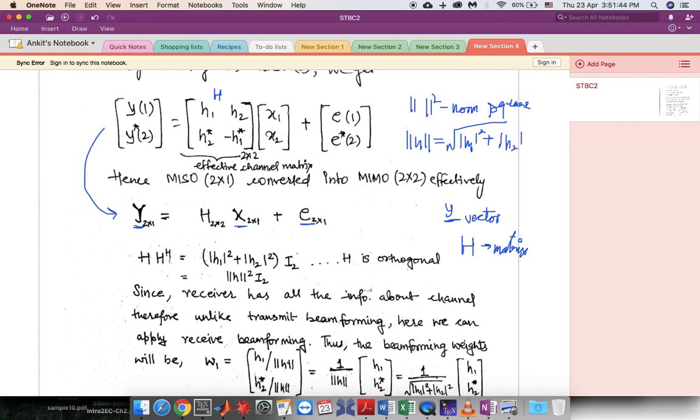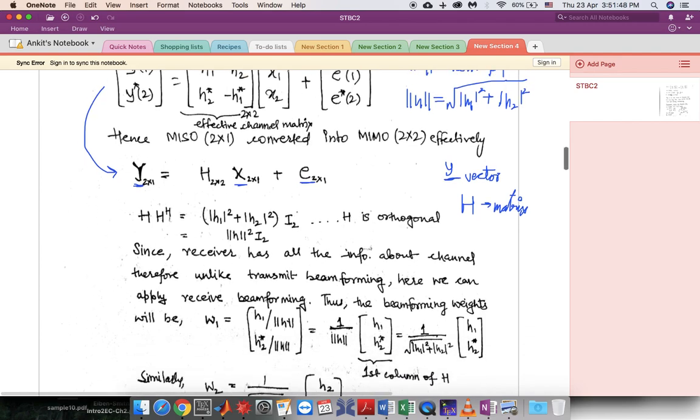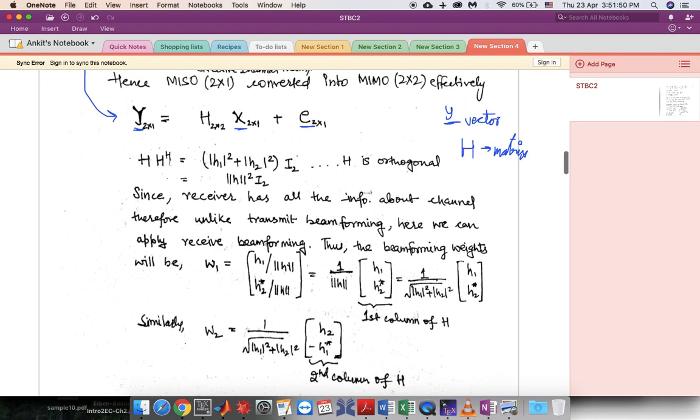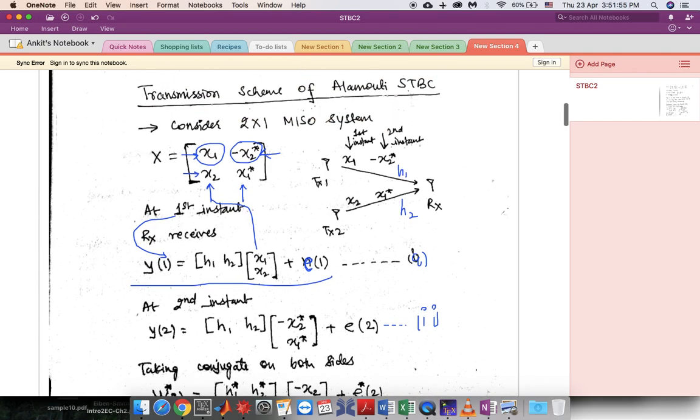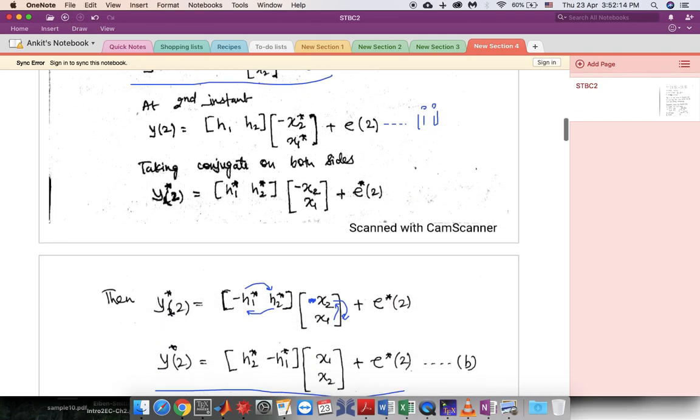Mod of h2 square, right? So now we want to evaluate the SNR of this first channel and the SNR of this second channel. Or I can say that we want to know the overall input-output relation, or overall SNR of this particular system by employing this Alamouti STBC, right?